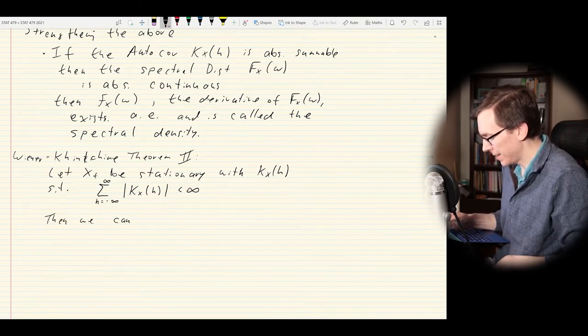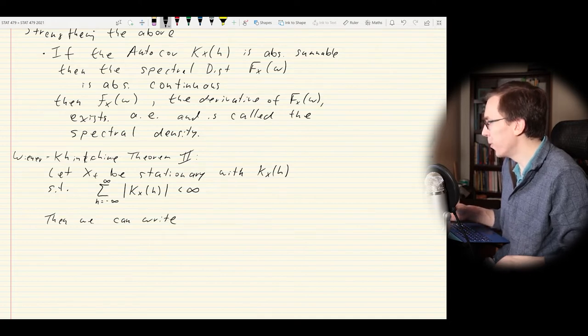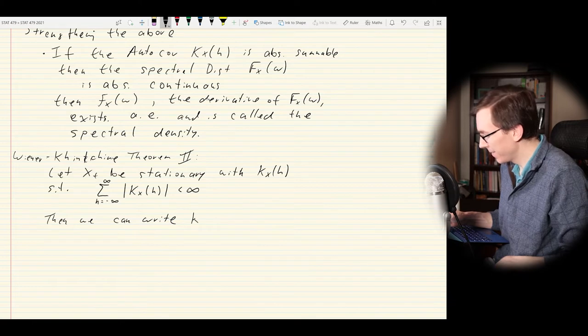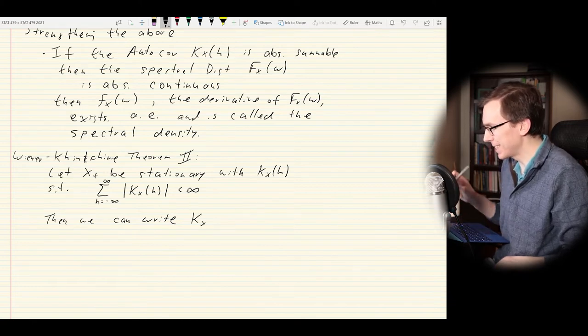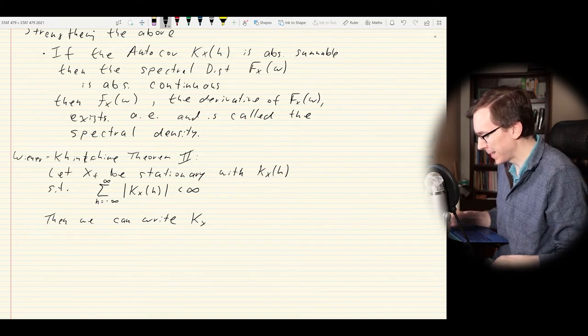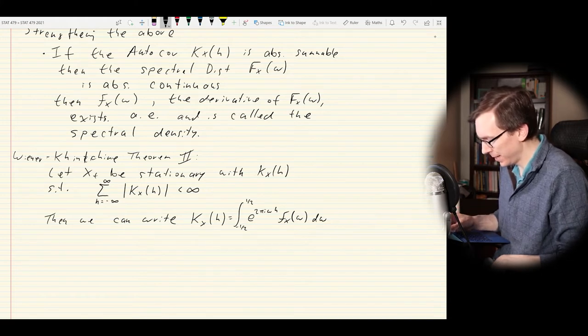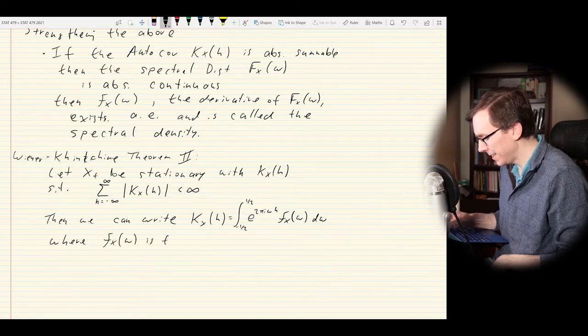we can write the autocovariance. Oh yeah, this isn't the best part yet. The best part's to come. This is just what I already set up above. We can write the autocovariance in terms of a classic Riemann integral, which is going to look something like e^(2πiωh) f_X(ω) dω, where little f_X is, as we already said, the spectral density function.